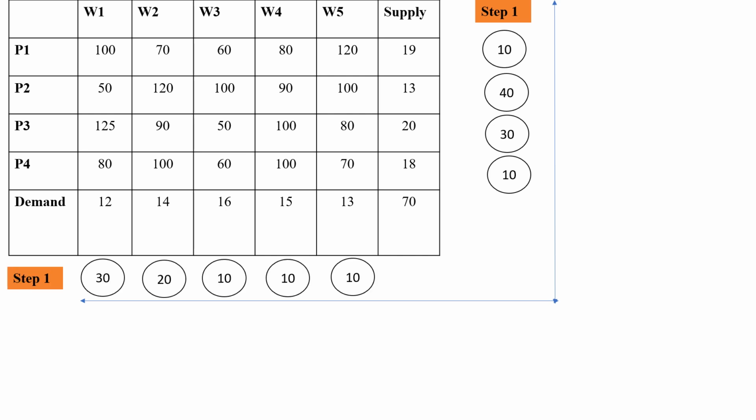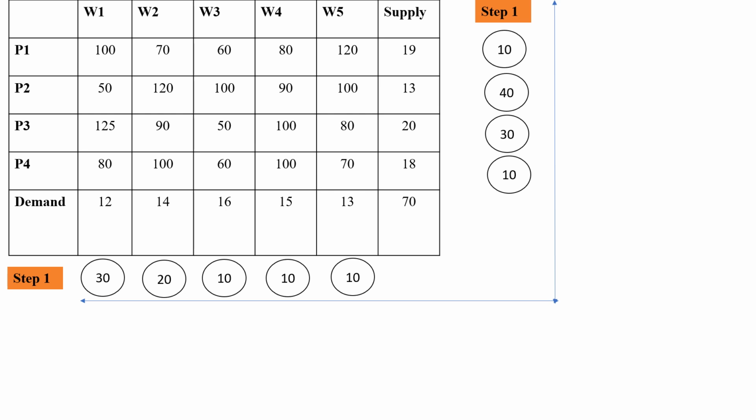Similarly, column wise, you will find the difference is 30, between 80 and 50. In warehouse 2, or column number 2, the difference is 20, between 90 and 70. These are the two lowest cost entries. Hopefully you know that. In W3, or warehouse 3, or column number 3, the difference is 10, between 60 and 50. W4, the difference is again 10, between 90 and 80. W5, the difference is 10, between 80 and 70.